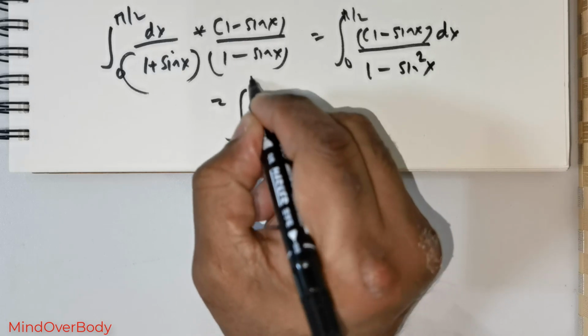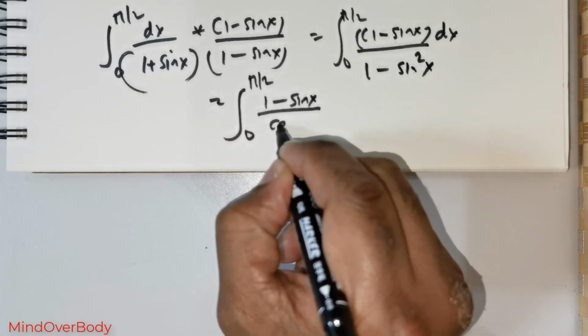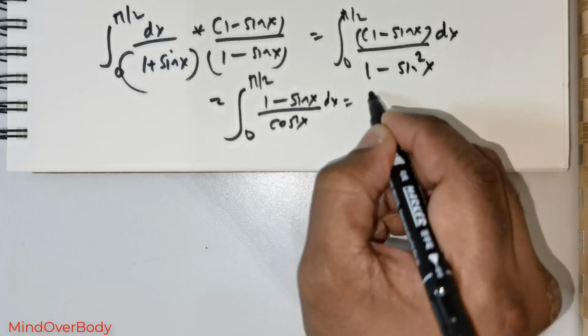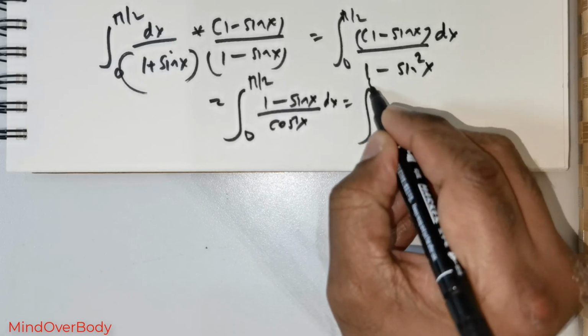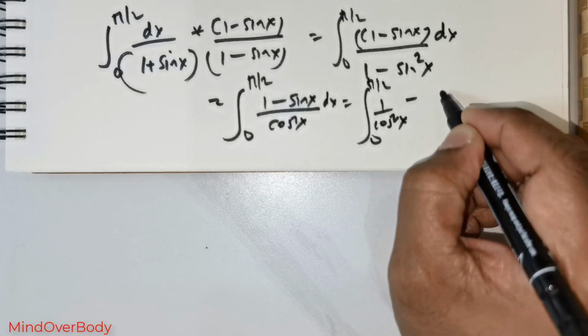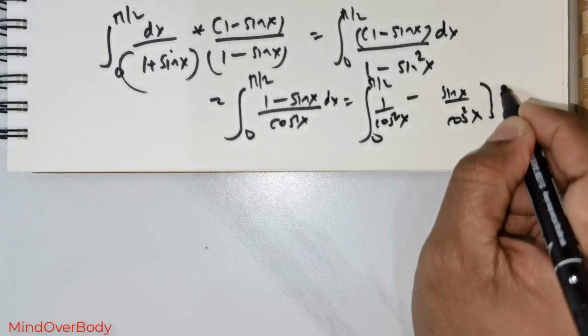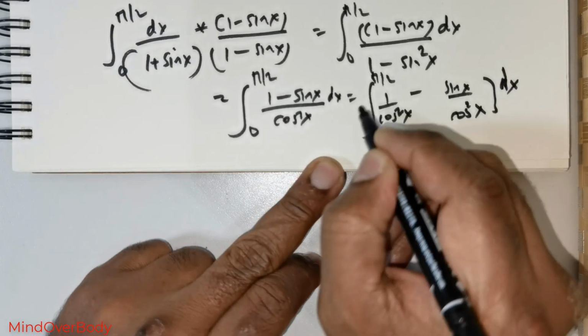So this is equal to integral 0 to pi over 2 of 1 minus sin x divided by cos squared x times dx. This can be rewritten as integral 0 to pi over 2 of 1 over cos squared x minus sin x over cos squared x times dx.